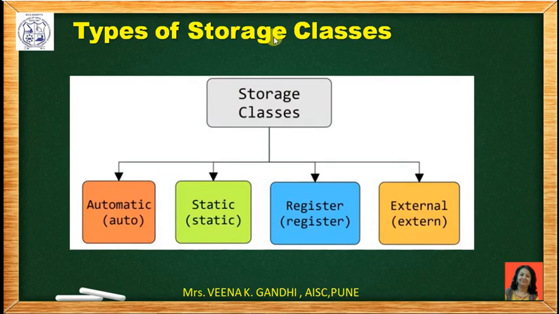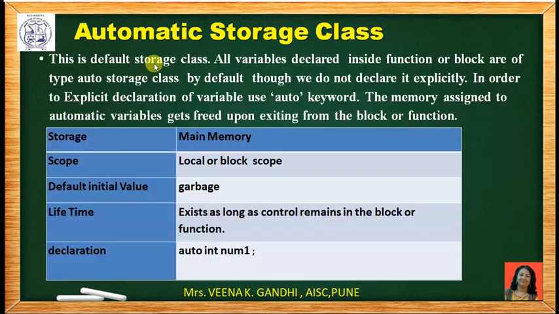Types of storage classes. C language supports 4 types of storage classes. First automatic, second static, third register, and fourth external. Let's see all these 4 classes one by one. First storage class, automatic storage class. This is the default storage class used by all the variables.